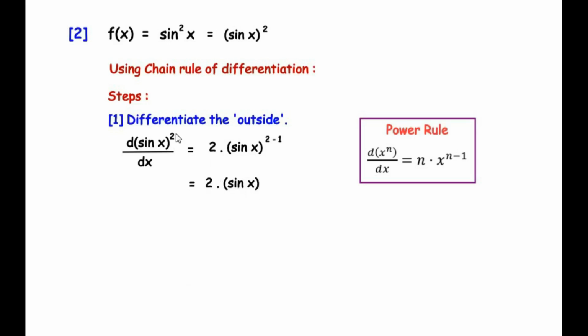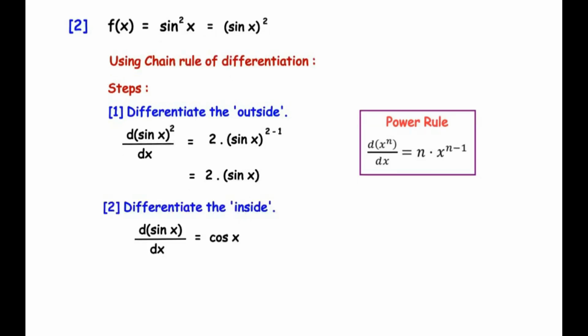Now the second step is differentiating the inside. So differentiating the inside means whatever term is there inside the bracket now needs to be differentiated. And in the previous question we have seen that the differentiation of sin x will always be cos x. So here we have written the differentiation of sin x as cos x.